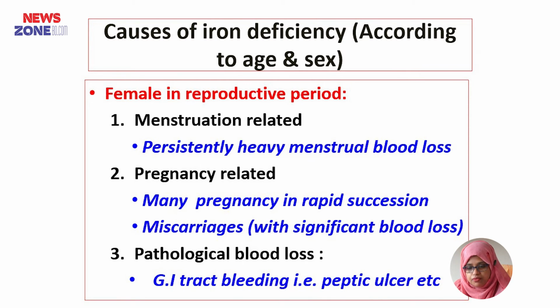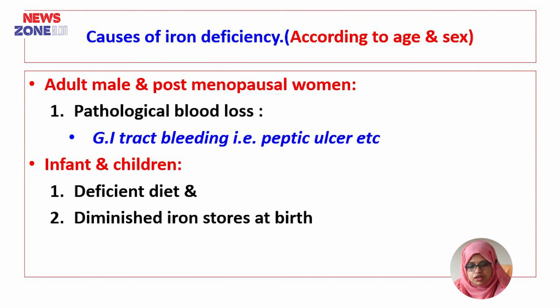gastrointestinal tract bleeding, that means peptic ulcer disease. In adults, a female patient may also develop GIT bleeding, peptic ulcer disease, and in infants and children, if there is a deficient diet or diminished iron store at birth, the patient may develop iron deficiency anemia.